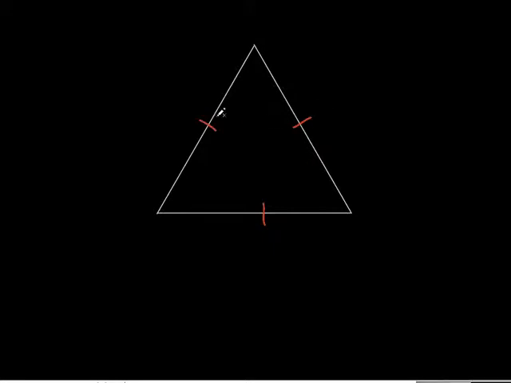They're all equal to each other, okay? So we've already learned that. So we know what the little tick marks mean. So if I do this, that says that this side, and if you want to name them, okay, this is an equilateral triangle. Let's write that down.